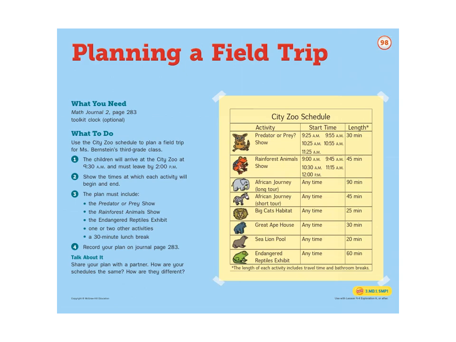It says, what you need: math journal, page 283. You don't really need a toolkit clock. It is okay. What to do: use the City Zoo schedule to plan a field trip for Miss Bernstein's third grade class. 1. The children will arrive at the City Zoo at 9:30 a.m. and must leave by 2 p.m. 2. Show the times at which each activity will begin and end. 3. The plan must include the Predator or Prey show, the Rainforest Animal Show, the Endangered Reptiles exhibit, 1 or 2 other activities, and a 30-minute lunch break. Record your plan on journal page 283.